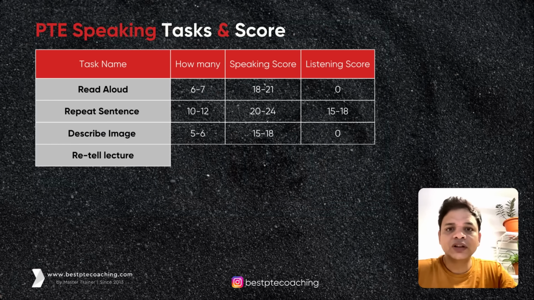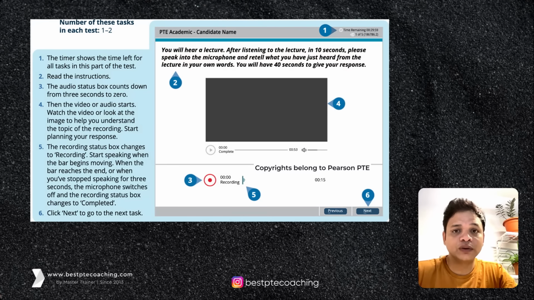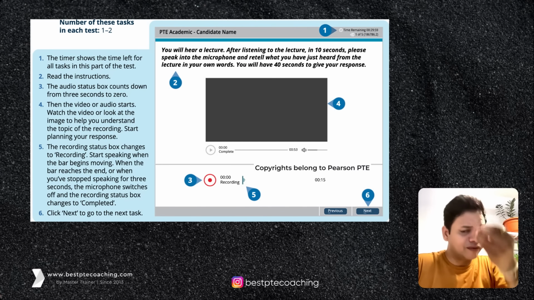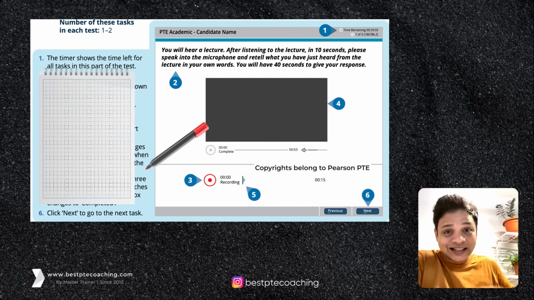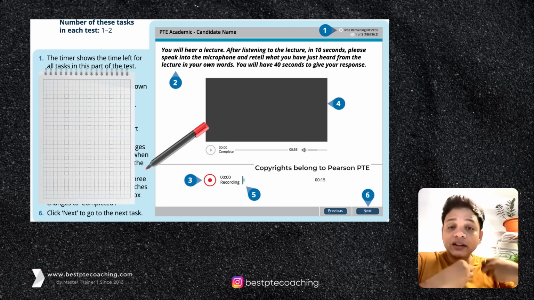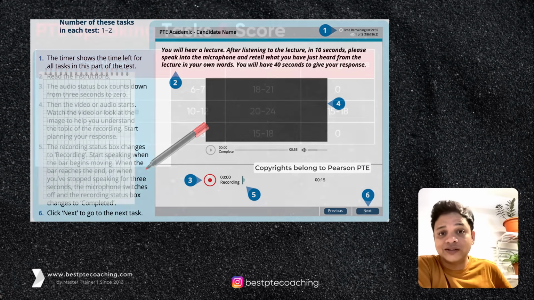All right. The fourth one is retell lecture. In this task, you will listen to a lecture. You will write the crucial information, very limited important information from the lecture, on an erasable noteboard. Then you are given around 40 seconds to retell what you understood from the lecture, using the notes. This is what it is all about.